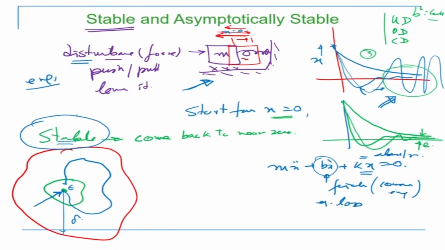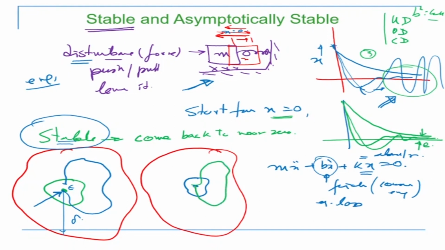Now there is another term, which is called asymptotically stable. Suppose I have a region here, the same thing, and a larger region here. If I give it a push, suppose it goes around like this and comes back exactly to the origin, to x equal to 0, then we say it is asymptotically stable. So this is stable, and this is asymptotically stable. It comes back exactly to the origin where it started off from.